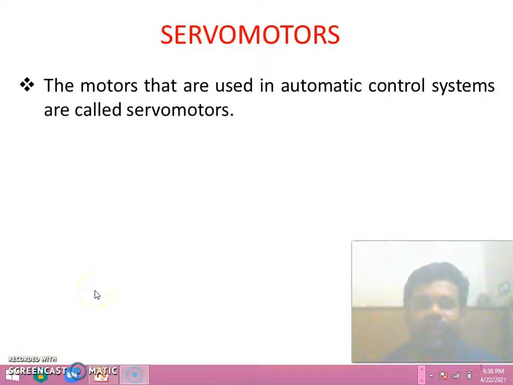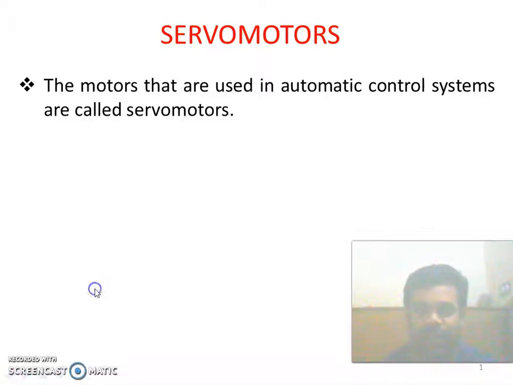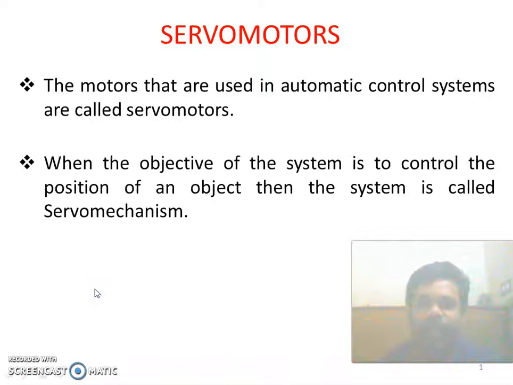Now we are going to see the topic servo motors. The motors that are used in automatic control systems are called servo motors. When the objective of the system is to control the position of an object, then the system is called servo mechanism. So what is servo mechanism?